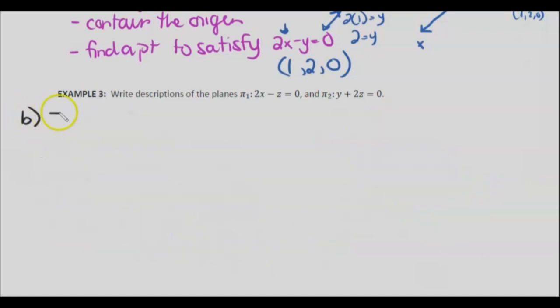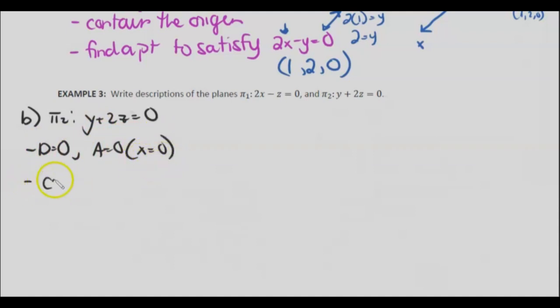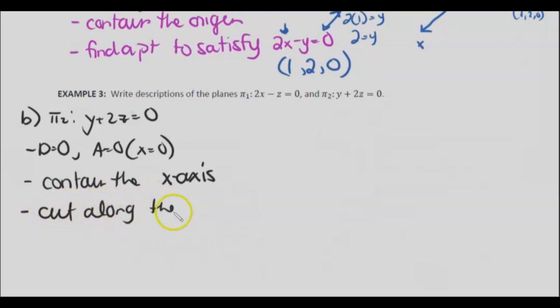Okay, let's do B. So the second plane, y plus 2z equals 0. We can clearly see that d equals 0 and our a value equals 0, which means our x equals 0. Since our x equals 0, our plane is going to contain the x-axis. We're also going to cut along the line, because this is a line. It's going to be y plus 2z equals 0. But if we were to bring over maybe the 2z, let's do that. We're going to cut along the line y equals negative 2z.